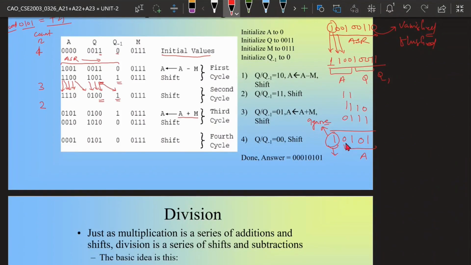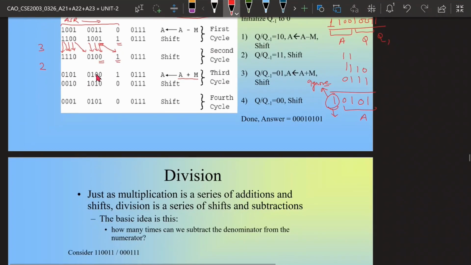So we'll be storing the A value as 0101. So next stage, 0101 will be the A value, and the Q value will remain the same because we have done the addition, we have not done the shifting. So the Q value will be the same, the Q minus 1 value will be the same also, and the M value will be the same.